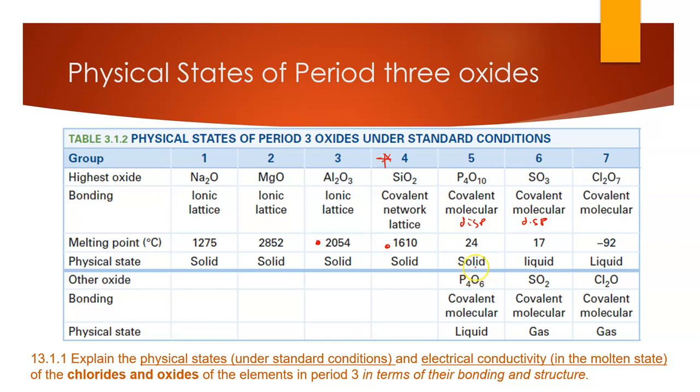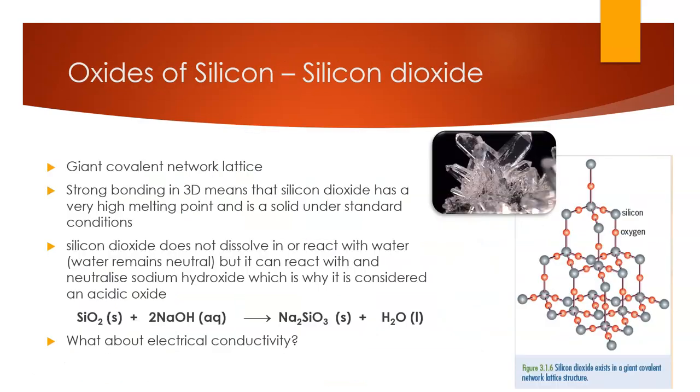P4O10 is a solid at room temperature, but then once we hit 6 and 7, so chlorines and sulfur, we see them changing to liquids and gases. There are more than one oxide of phosphorus, sulfur, and chlorine. These are still all covalent molecular, however, but they have lower melting points and boiling points, so they tend to be liquids and gases at room temperature. Remember, when we are talking about whether or not something is a solid, a liquid, or a gas and its melting point, these are physical properties.